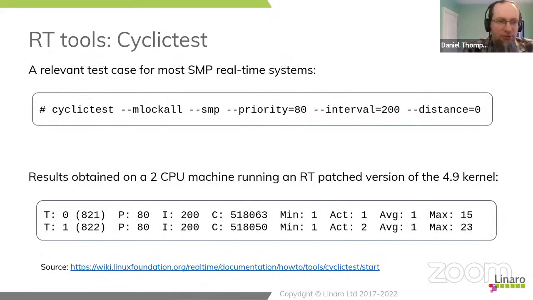So it works as simple as this. You can fire it up. You can use our friend mlockall, which we remember from last week. You know what that's doing. We're saying we're going to run SMP, which means we run as many threads as there are CPUs on the system, then priority, interval, distance, and it will run through and it will produce some results which give you the minimum and maximum activation times.